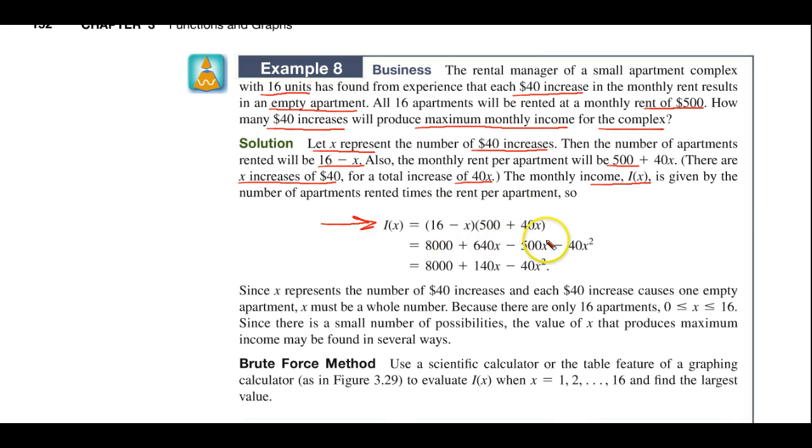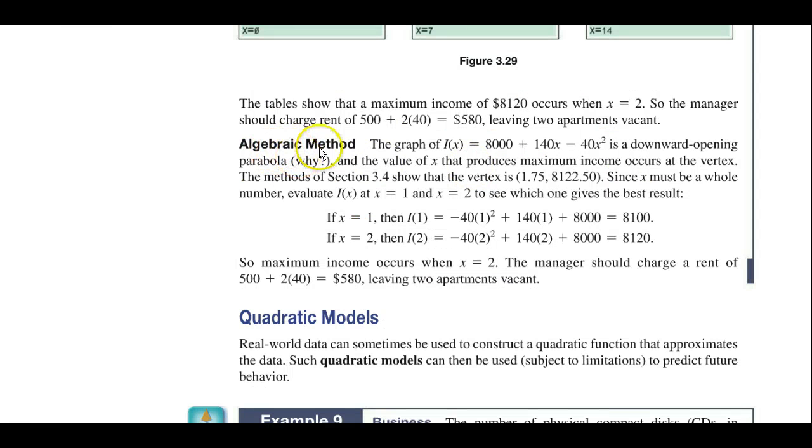So if you FOIL this, you get this, and if you put it this way, this is your trinomial. Now, there is a brute force method where you can put this into your calculator, which we're not going to be using. Now, the algebraic method of making a graph of this, now notice our A value is a negative 40. So this parabola will be opening toward the bottom, with your vertex being the maximum. And that's what they're showing here, the vertex.